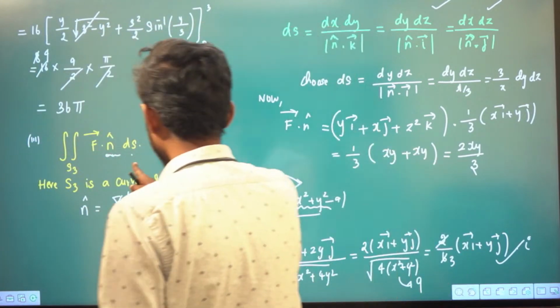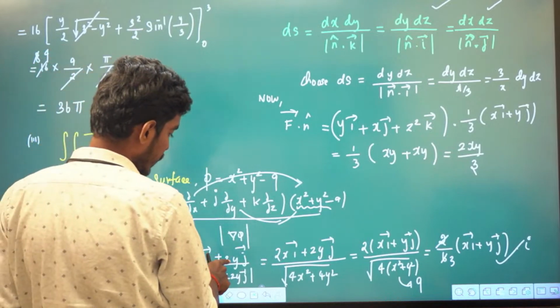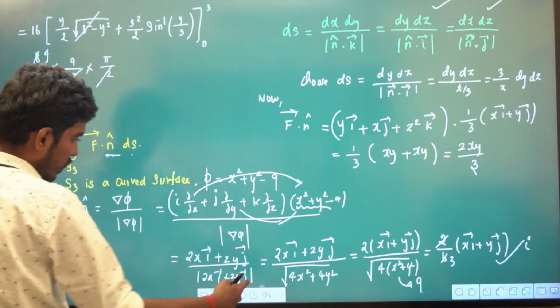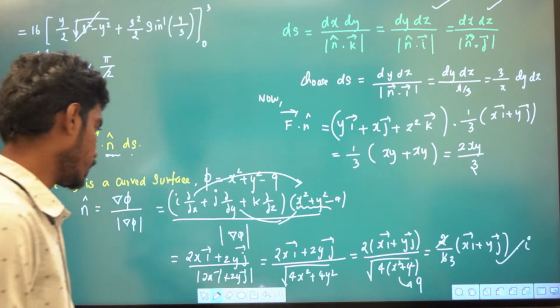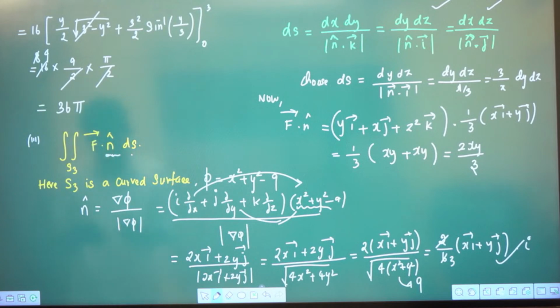So we have found n cap using del phi by mod del phi. Del phi is 2x i vector plus 2y j vector. So we have got the denominator to be root of 4x square plus 4y square, and we know x square plus y square is 9, right? So we will be getting this answer.